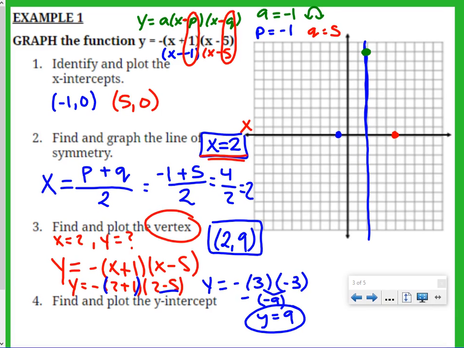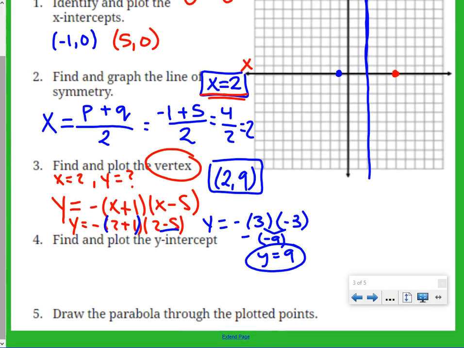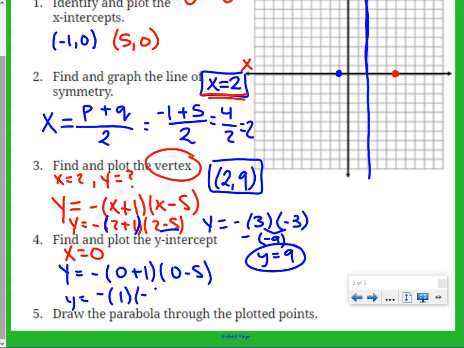Last, we want to find and plot the y-intercept. The y-intercept is always when x equals 0. So again, use our equation, but we're going to substitute the 0 in for x. Y equals negative 0 plus 1, which is 1, times 0 minus 5, which is negative 5. Negative 1 times negative 5 is positive 5. So our y-intercept is 0, 5.